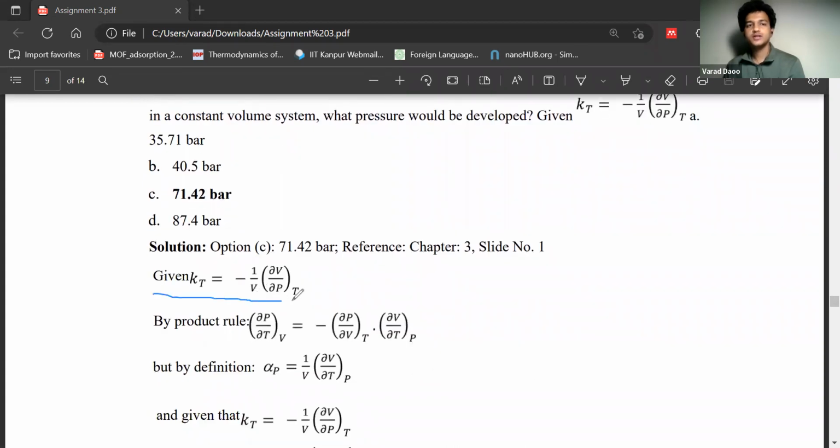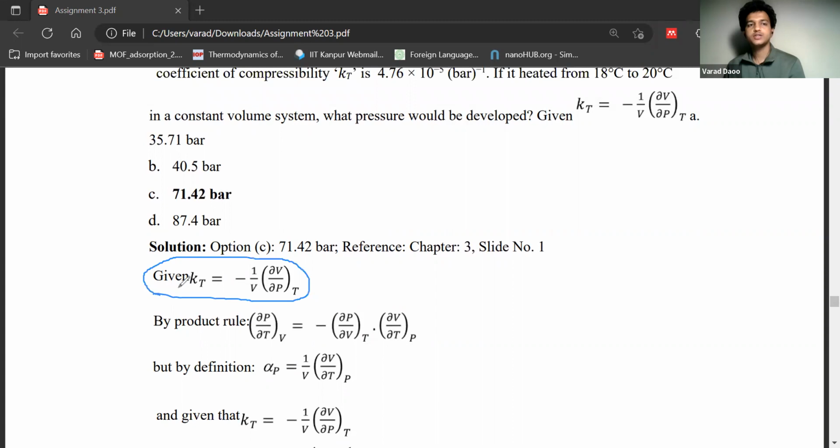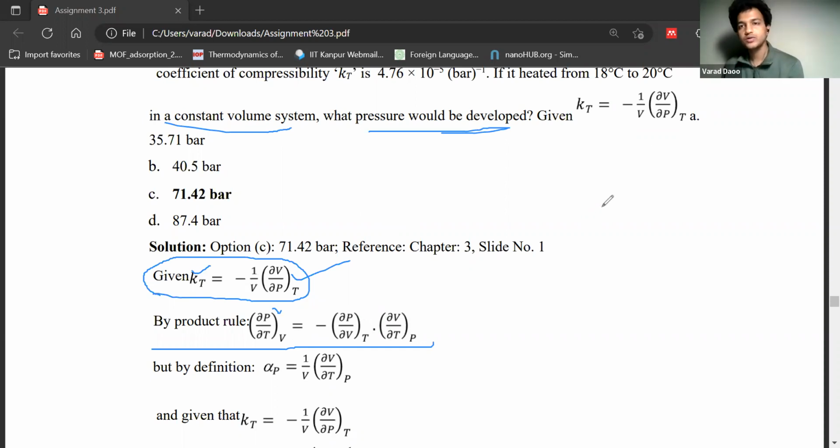Okay, so what is given is the isothermal compressibility, its value is also given, its expression is also given, and by the product rule, what we can do, (∂P/∂T) at constant V is nothing but... because that is what we need to find: how pressure is varying with respect to temperature at constant volume, and what pressure would be developed. So we just use the product rule.